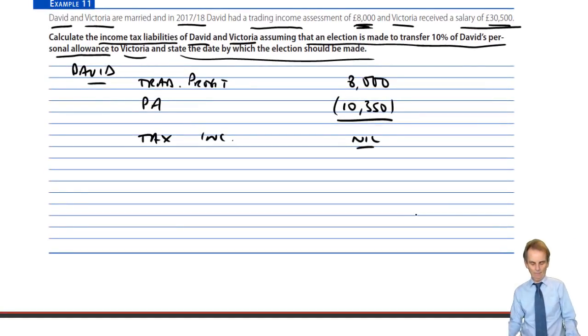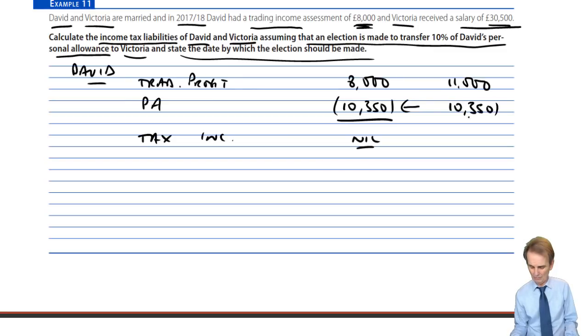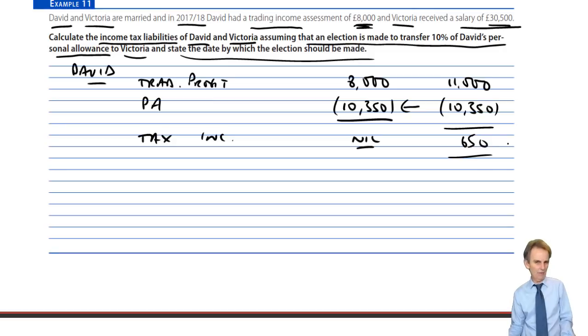Now, irrespective of whatever level of trading profit here that David had, the revised personal allowance for the transferor will be that. So had David's trading profit been 10,000, we'd still be deducting 10,350. And even if he had a trading profit of, say, £11,000, you would still be deducting 10,350. It's a fixed amount that is transferred. You don't say, oh, well, that would still leave him with taxable income of £650. So maybe we reduce the amount that transferred. No, it's not flexible.